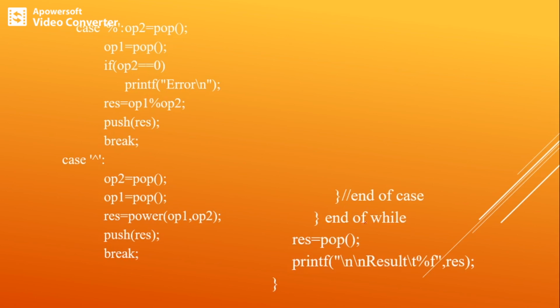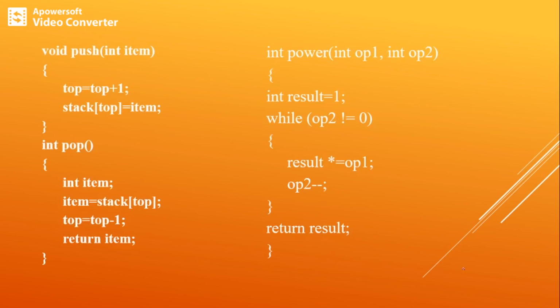After that, end of case, and then end of for. This is not end of file, this is end of for. Once the end of for is done, that means the end of the postfix expression is reached, then you can pop the result from the stack and give the result to the user. As I've told, I have used a push function and a pop function, and the corresponding definitions I have shown here. Then I have used even a power function.